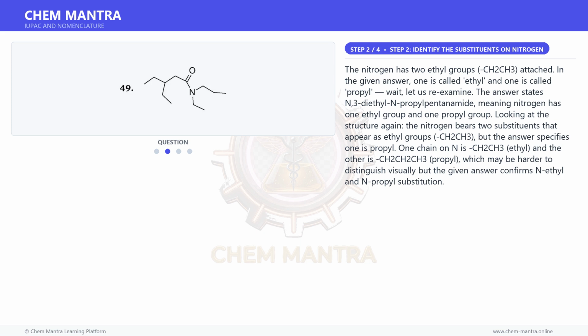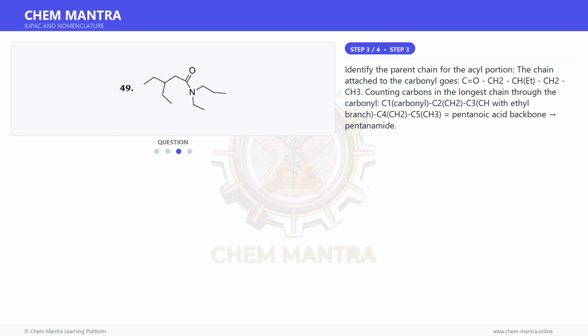One chain on N is CH2CH3, ethyl, and the other is CH2CH2CH3, propyl, which may be harder to distinguish visually, but the given answer confirms N-ethyl and N-propyl substitution. Moving on to the next step. Identify the parent chain for the acyl portion.